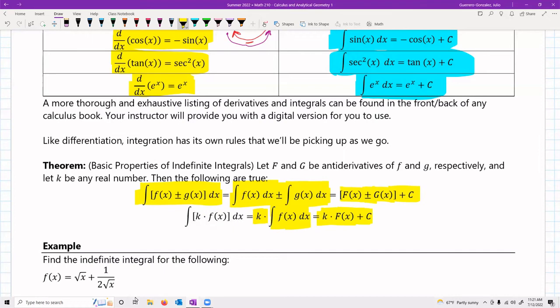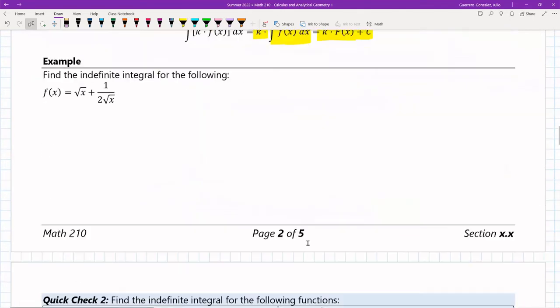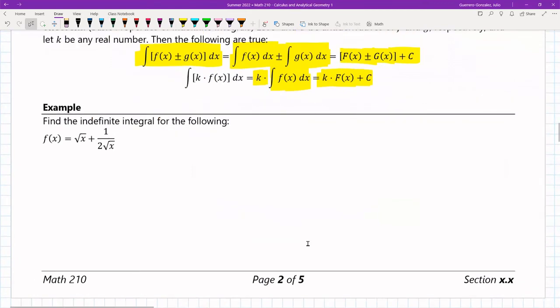Okay, so how does this work out? What I'm going to do is I'm going to do this example right here, and then you guys are going to be doing a quick check that sort of matches it pretty closely.